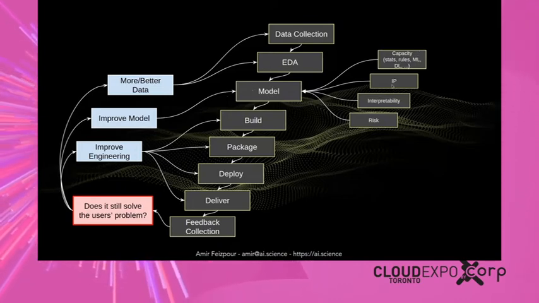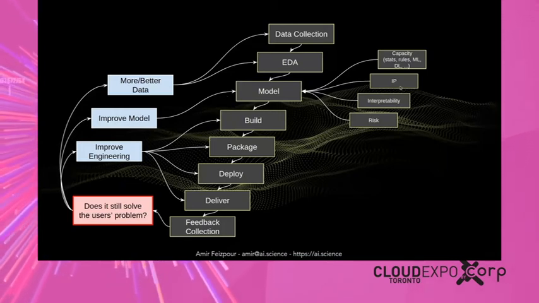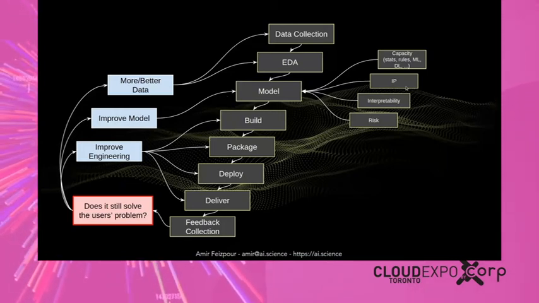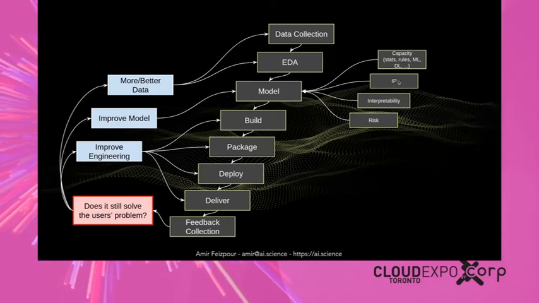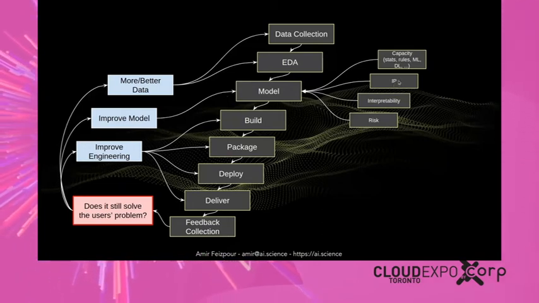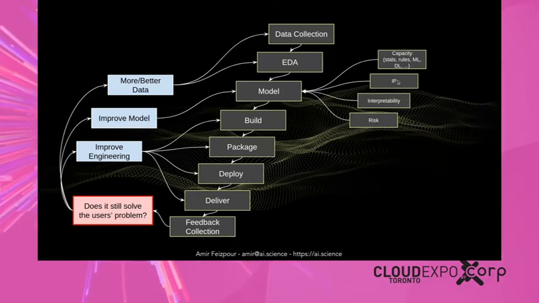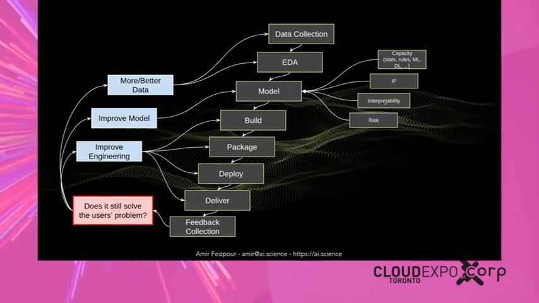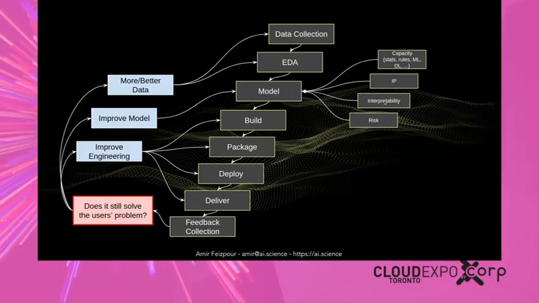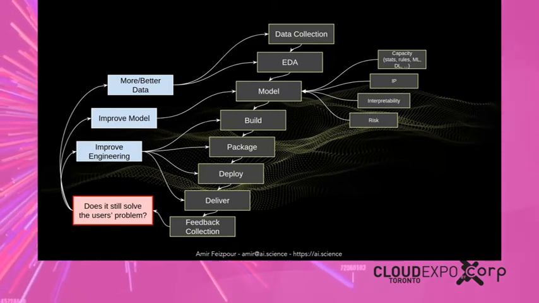About the model, you also have to be very careful about intellectual property. And that's a big mistake that a lot of us make. We often just use open source models and libraries without reading their licenses, and we end up using them in production, and that could cause IP problems. Interpretability is an extremely important component for a lot of models we use, because the business needs to understand why the model is making certain decisions.